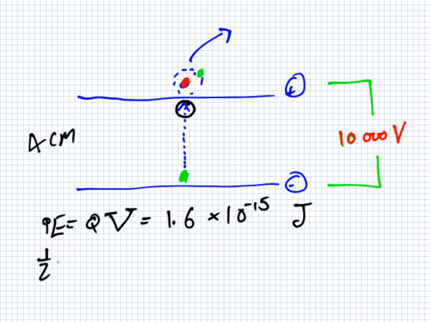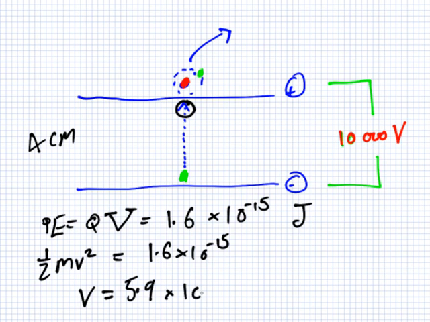Kinetic energy is a half mv squared, and that should equal 1.6 times 10 to the minus 15. So we can get the v from this formula, because we know the mass of an electron. So I multiply my answer by 2, divide by the mass of an electron, and then square root the answer. The v, again, will be a big number like it was last time. You get 5.9 times 10 to the 7 meters per second.